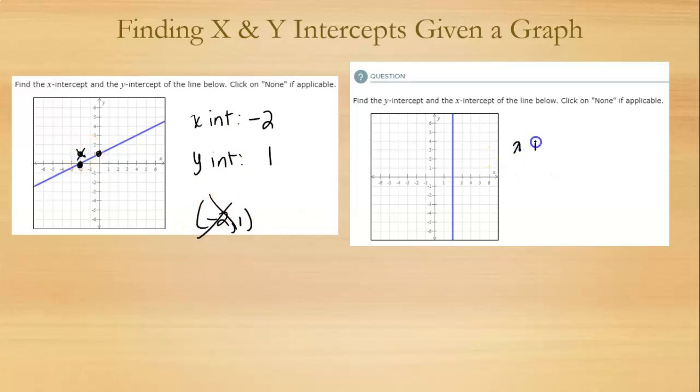For this one, this is backwards of the one we did on the previous page because it's a vertical line instead of a horizontal line. There is an X-intercept. That's the X-intercept of 2. For this one, there is no Y-intercept, none for that one.